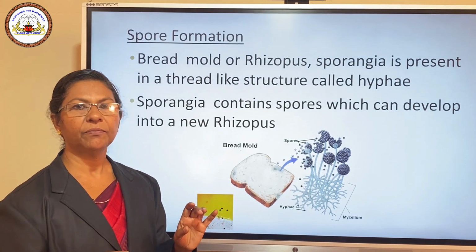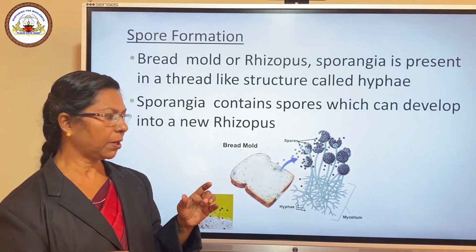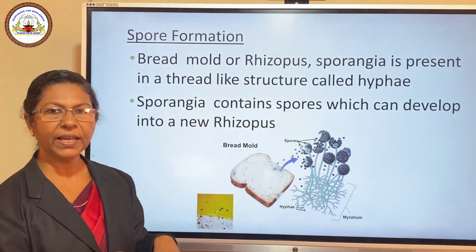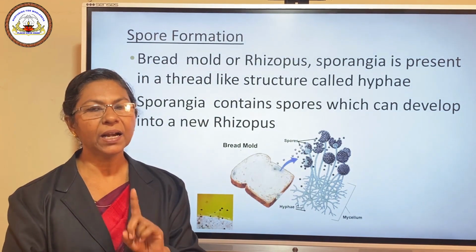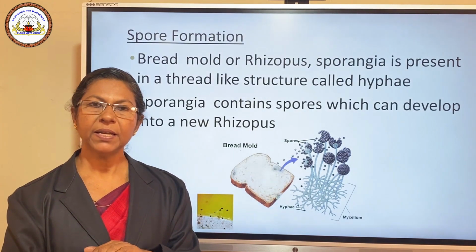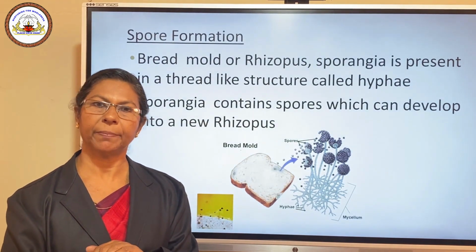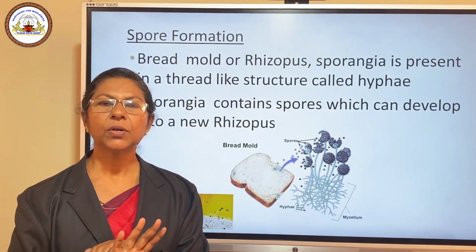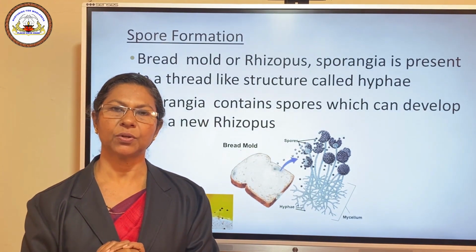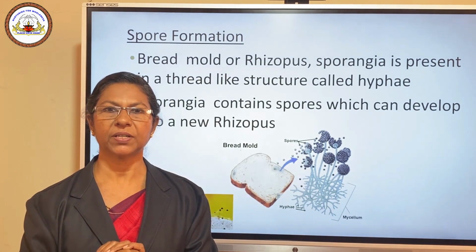So these are the various methods of asexual reproduction. In all these methods, we can see a single parent is present. That means the new individual develops from a single parent and there is no involvement of sex cells. So this method of reproduction is known as asexual reproduction.